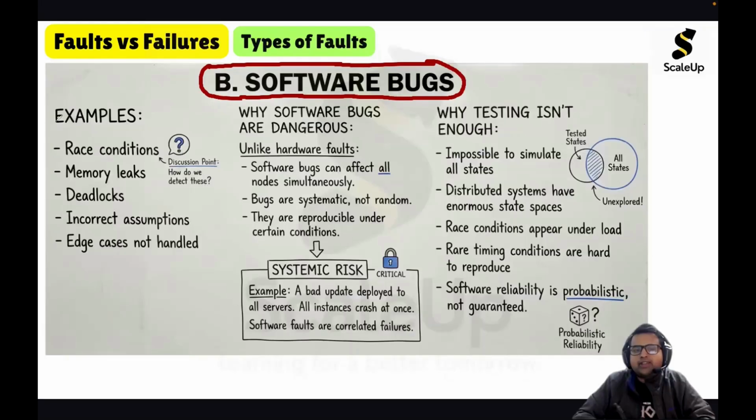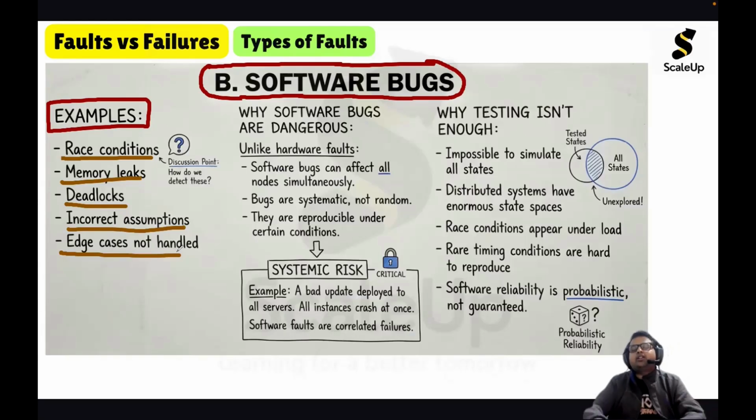So if I talk about examples of software bugs, software bugs means a bug in the software. It's very common: race conditions, memory leaks, deadlocks, incorrect assumptions, edge cases not handled. All these can lead to failures, and all these are examples of software bugs. Now, why are software bugs dangerous?